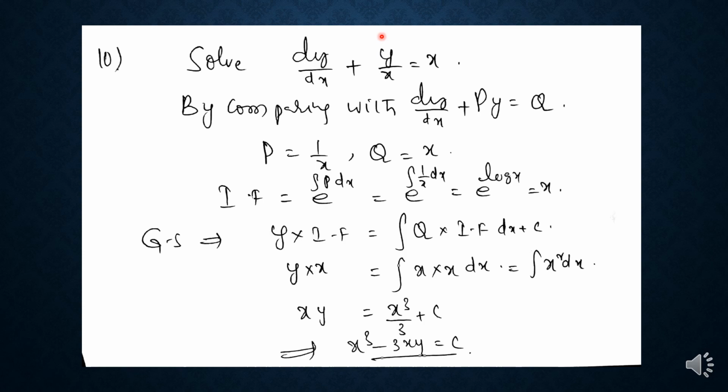So in this class we discussed some more problems on exact differential equations. The exact differential equation is of the form m dx plus n dy is equal to 0, and to solve it, we have to check the derivatives: dou m by dou y is equal to dou n by dou x. If they are equal, we can say that the equation is an exact differential equation, and the solution is integral m dx plus integral n dy is equal to c. So that is the method for solving exact differential equations.